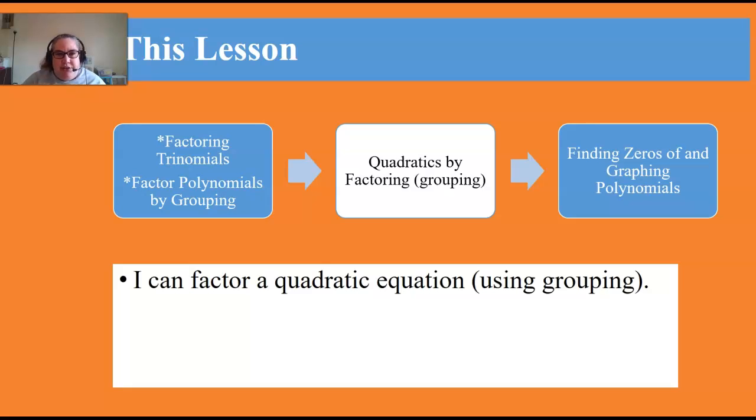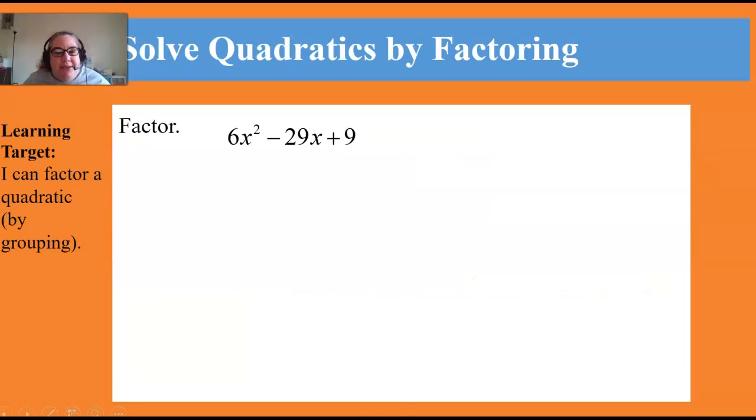Prior to this lesson, or to have a good understanding of this lesson, you should know how to factor trinomials. There's also our earlier lesson of factor polynomials by grouping. They all share a lot of the same traits. So we're going to do two examples. Here's our first example. We need to factor 6x squared minus 29x plus 9.